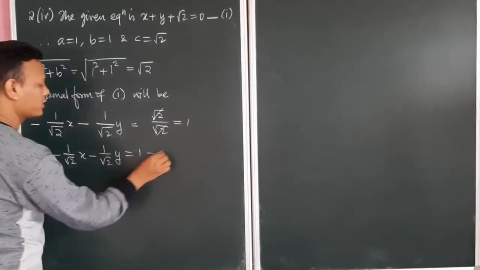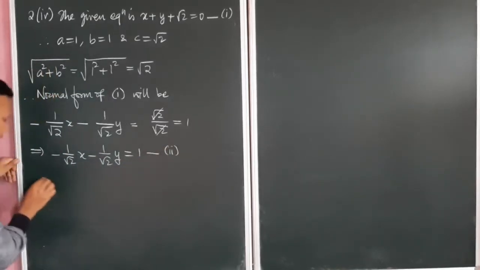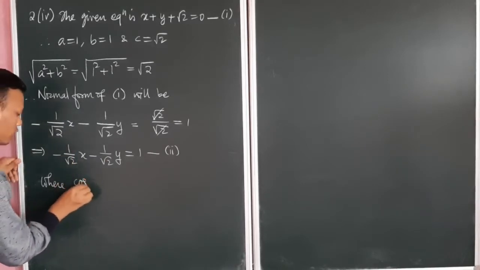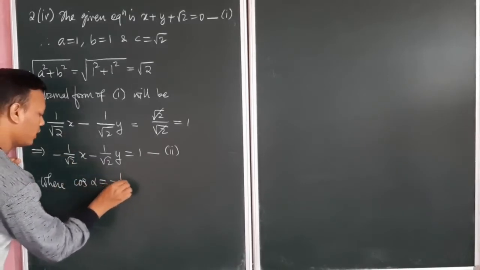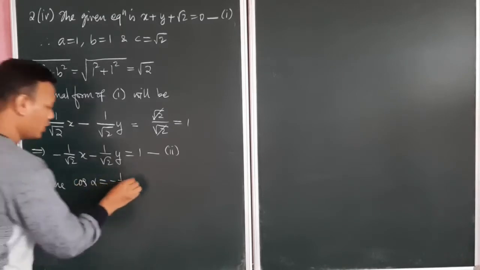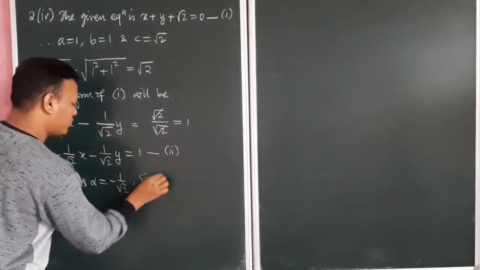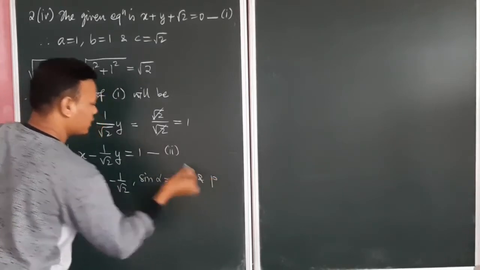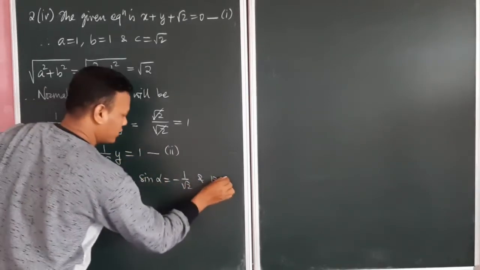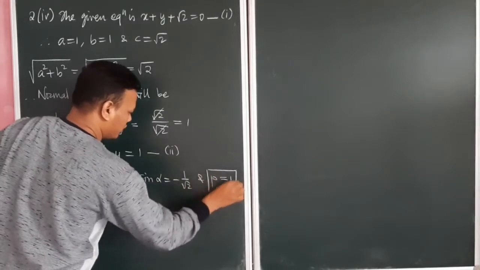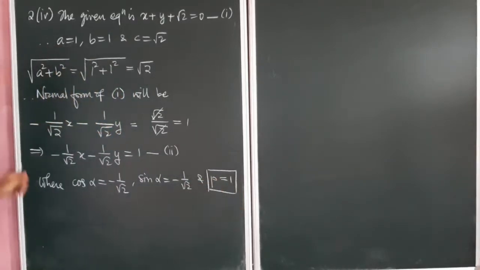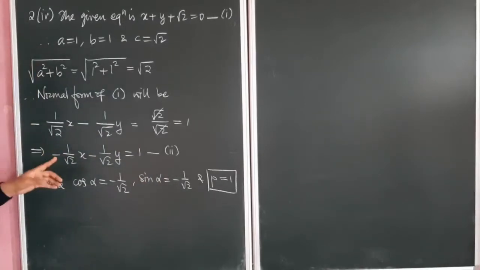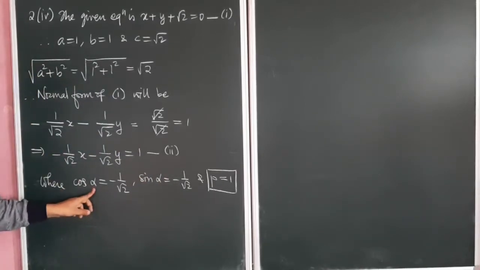Let me call this equation 2, where cos alpha is equal to minus 1 by root 2, sin alpha is minus 1 by root 2, and p, that is the perpendicular distance, will be equal to 1 in this case. So we found one answer, the perpendicular distance of the line from the origin. Our next aim is to find the value of alpha.